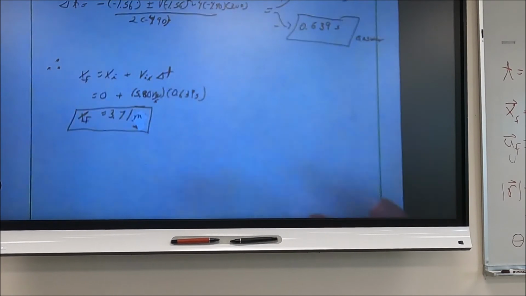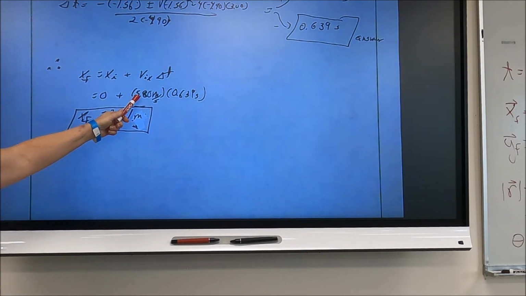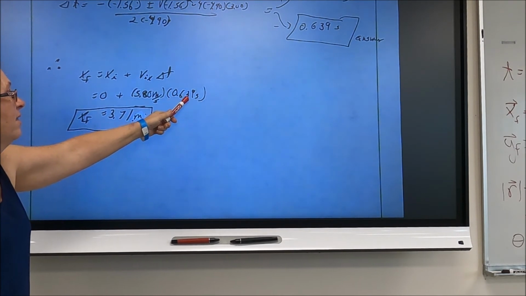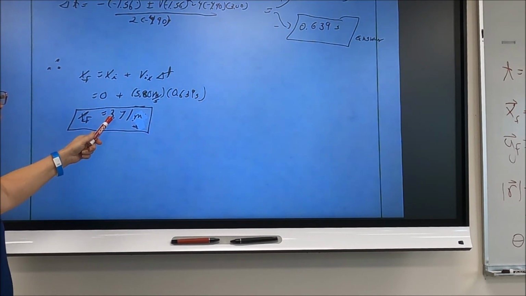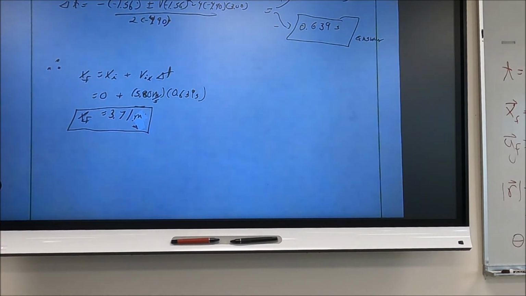So if I then go and use the equation x final equals x initial plus v initial x delta t, I get x final equals 0 plus 5.80 meters per second times 0.639 seconds. So I get x final to be 3.71 meters. That means that the distance between the conveyor belt and the pipe has to be 3.71 meters. And I go toward the middle of the pipe.